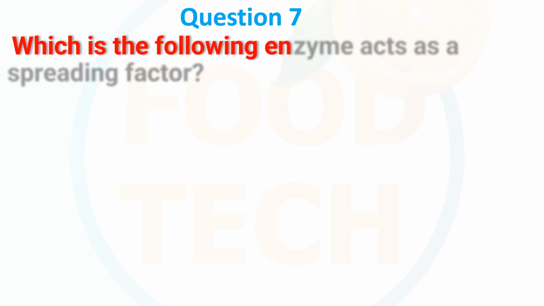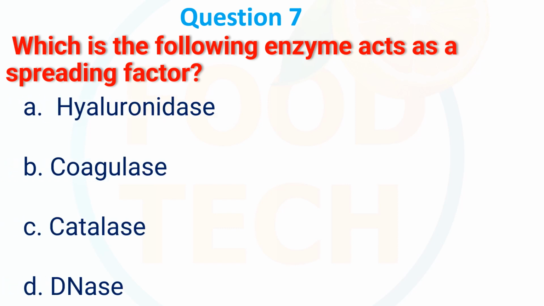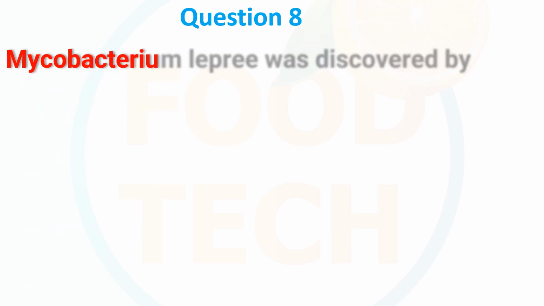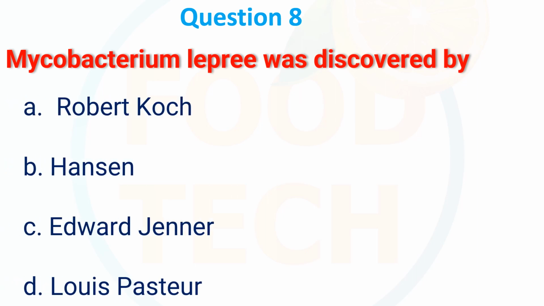Which of the following enzymes acts as a spreading factor? A. Hyaluronidase, B. Coagulase, C. Catalase, D. DNase. The answer is A. Mycobacterium leprae was discovered by A. Robert Koch, B. Hansen, C. Edward Jenner, D. Louis Pasteur. The answer is B.